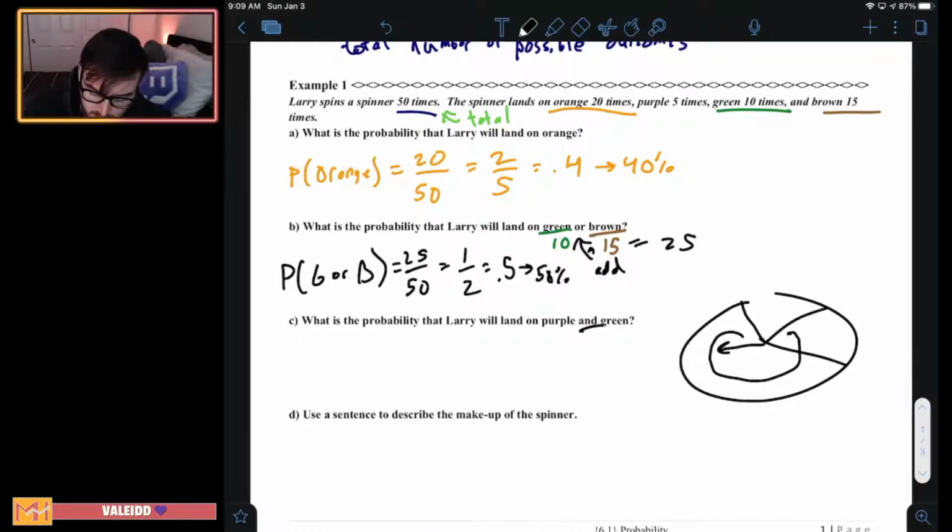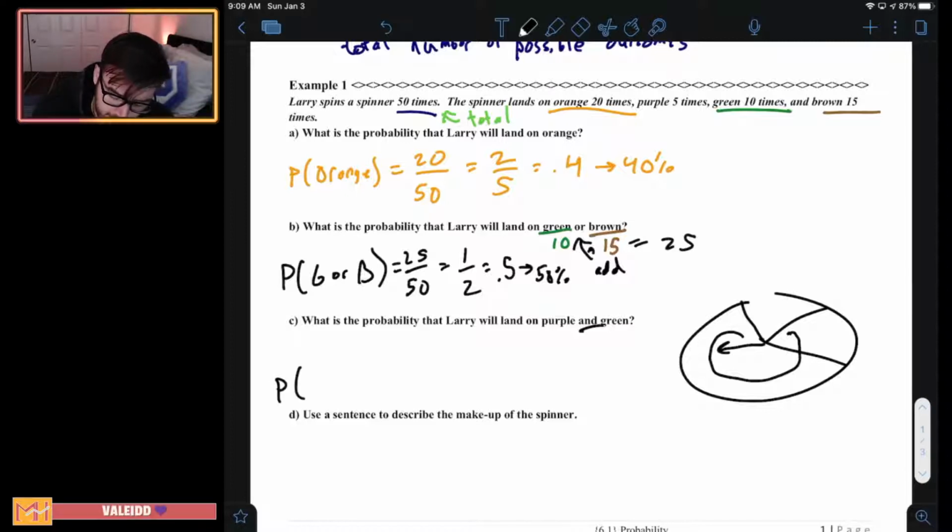Okay, so you've answered the question at this point already. It paused the video for you, at least it should have. It can't land on purple and green at the same time. So if that's literally impossible, how many favorable outcomes are there? 0. That is not possible.